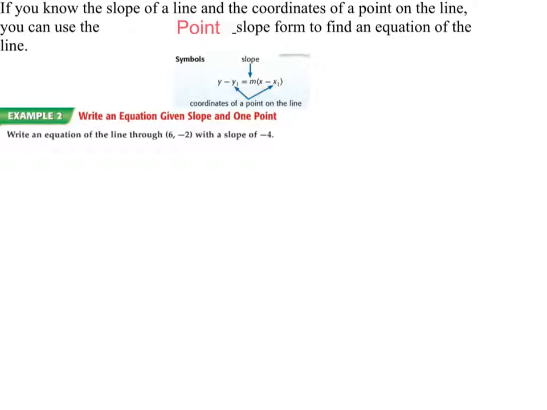If you know the slope of a line and the coordinates of a point on the line, you can use the point-slope form to find an equation of the line. And that's what we're going to do in example 2. So still, I'm going to start off by labeling. So I have x1, y1, and then it says slope is -4, so that's m. Point-slope is y minus y1 equals m times x minus x1.